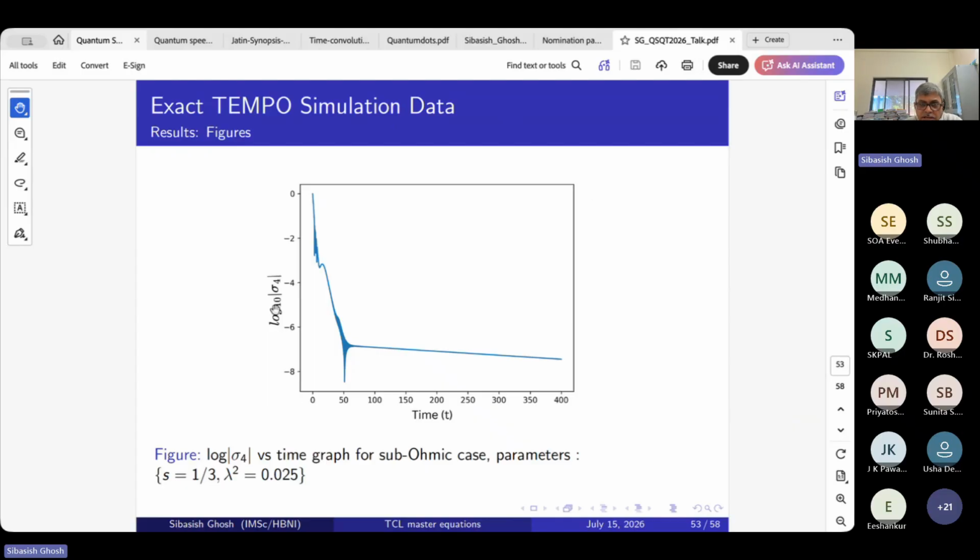If you plot the logarithm of the magnitude of sigma 4, which is the singular value, you see that at finite time, like time equal to 50, the log of sigma 4 magnitude is very, very small, so almost 0. Of course, in the long time limit, on the right hand side, it is exponential decay, but on the left hand side it is kind of polynomial decay, and this is for the sub-ohmic case. So S is less than 1, and lambda squared is the interaction strength, which is also small.